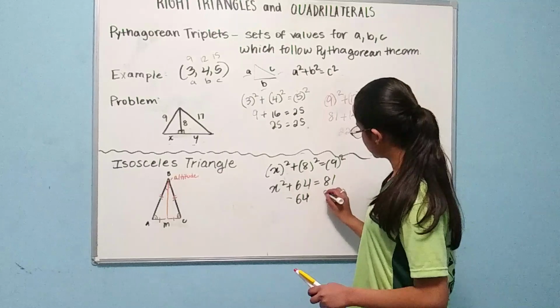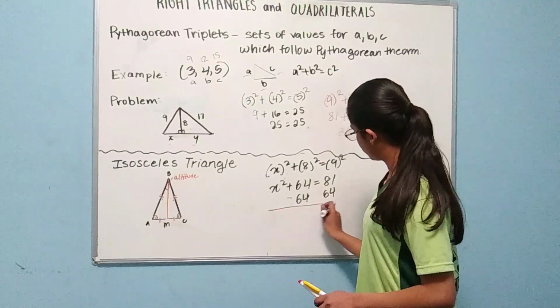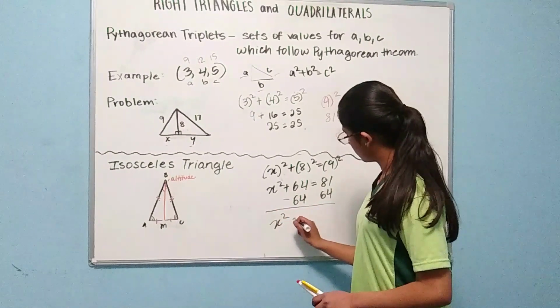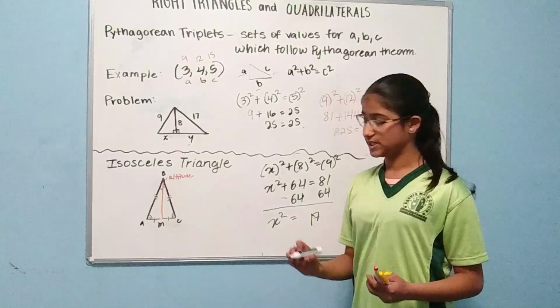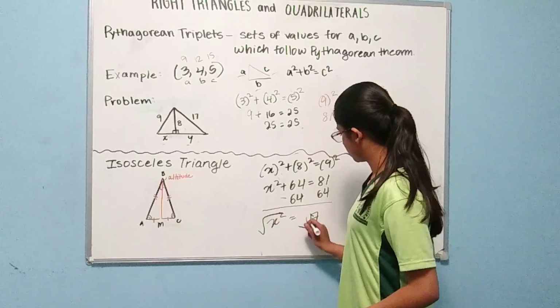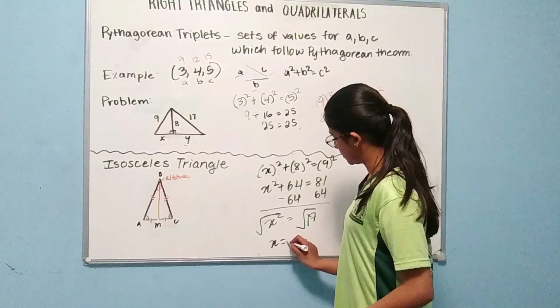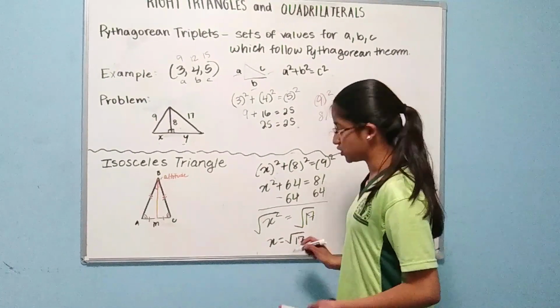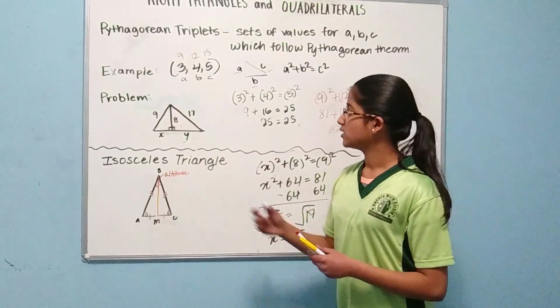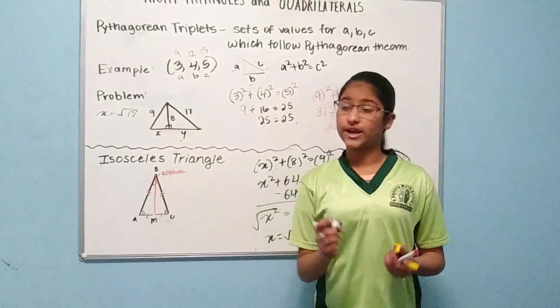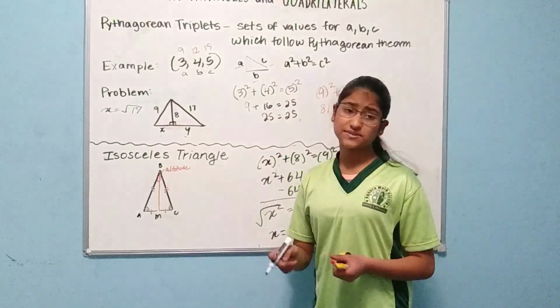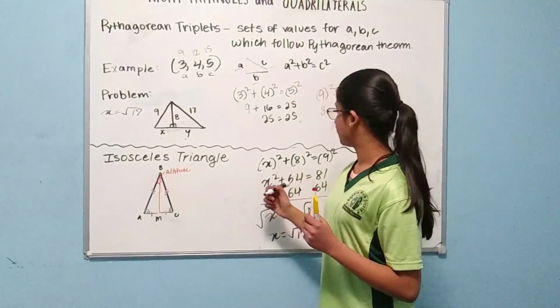And when we subtract 64, you get that x squared should equal 17. So x is root 17. So it's the square root of 17. So we found x. And you can also check your work. Now let's find the value of y.